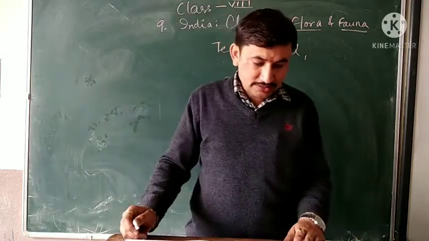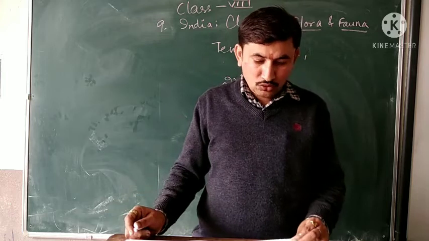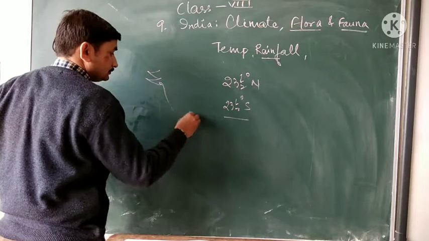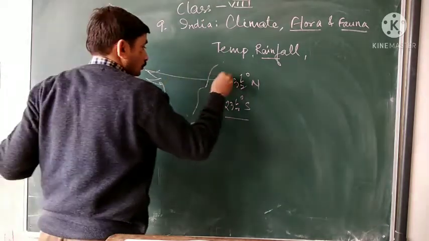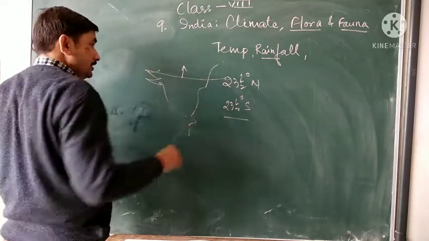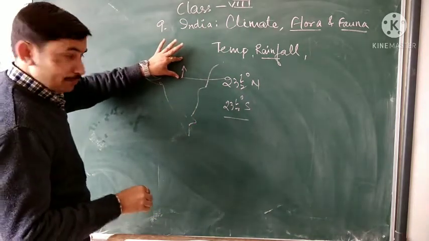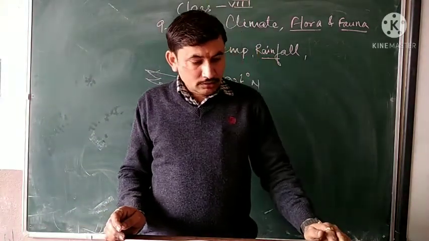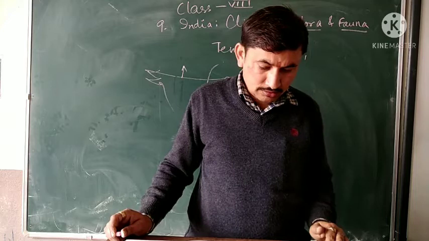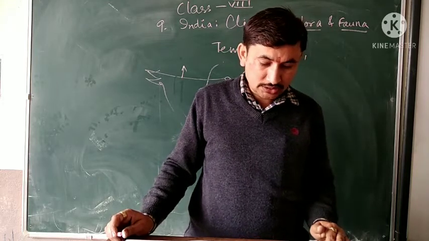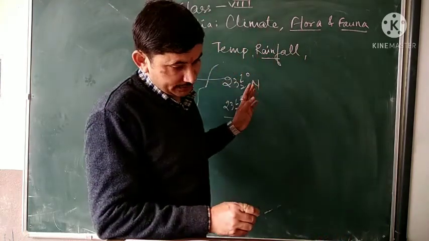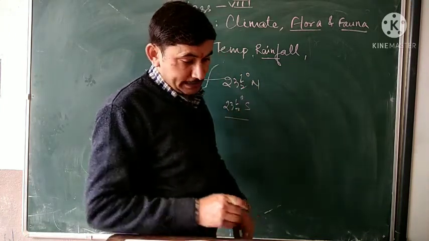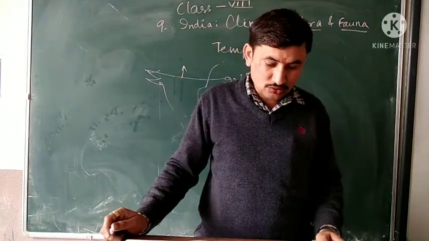The Tropic of Cancer divides India into two equal halves. To the north, it is not a temperate zone in India; to the south, it is tropical. The Great Himalayan ranges run from northwest to northeast. The second factor is the Himalayan ranges, and then the vast north-south extent of India.